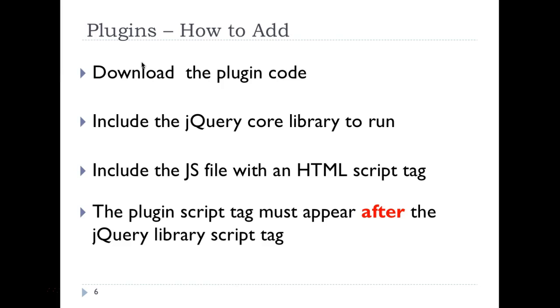So how do we add them? Well, usually you download the plugin code. It usually comes in the zip format. And then you unzip the file and you put it in a folder, and you just simply reference it in your code. And usually you include the jQuery core library above where you call the plugin. So in the fourth point here, the plugin script tag must appear after the jQuery library script tag. That's because the plugins depend on variables that get defined in the jQuery library.